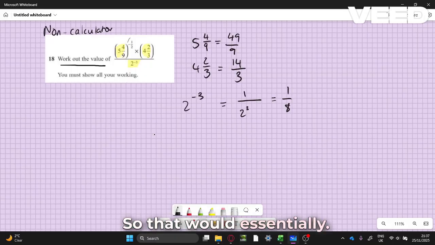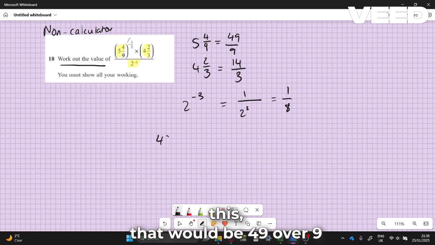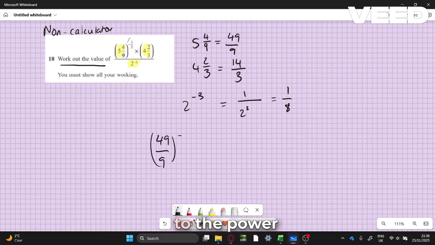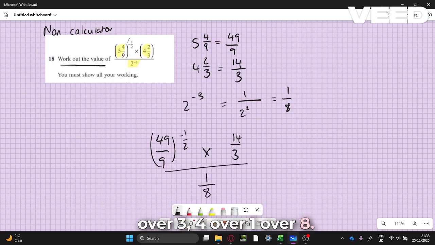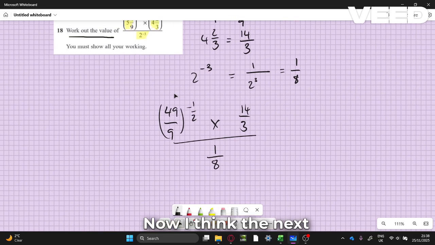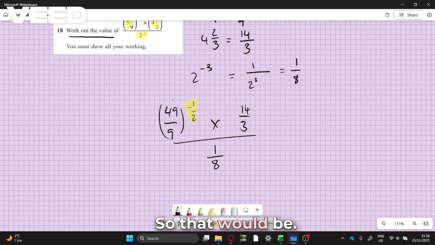If you were to rewrite this, that would be 49 over 9 to the power of minus a half, times 14 over 3, divided by 1 over 8. Now, the next thing we need to do is sort this out. We already dealt with the minus up here: minus just means the reciprocal, which is flip it. So that'd be 9 over 49.